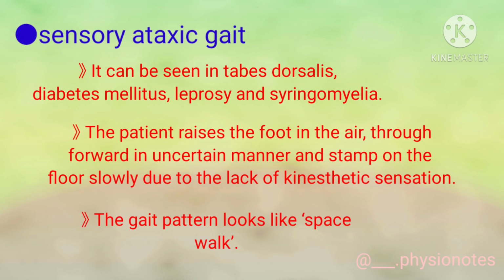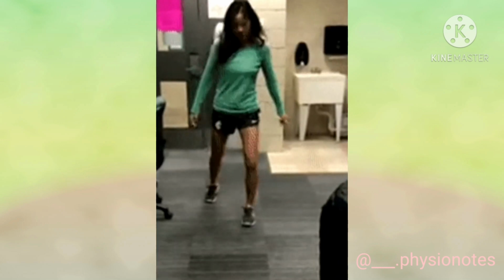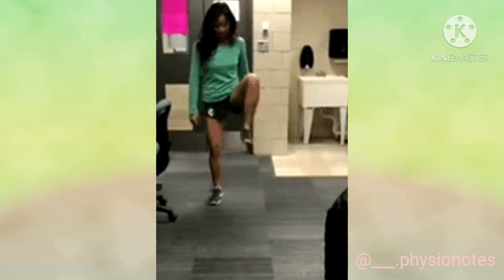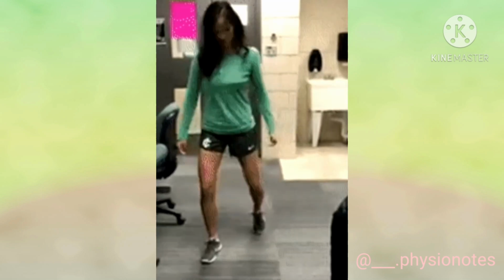Sensory ataxic gait. It can be seen in tabes dorsalis, diabetes mellitus, leprosy, and syringomyelia. The patient raises the foot in the air and throws it forward in an uncertain manner and stamps the foot down slowly due to the lack of kinesthetic sensation. The gait pattern looks like a spacewalk. You can see in the video how the patient's foot rises in the air and steps on the floor slowly.